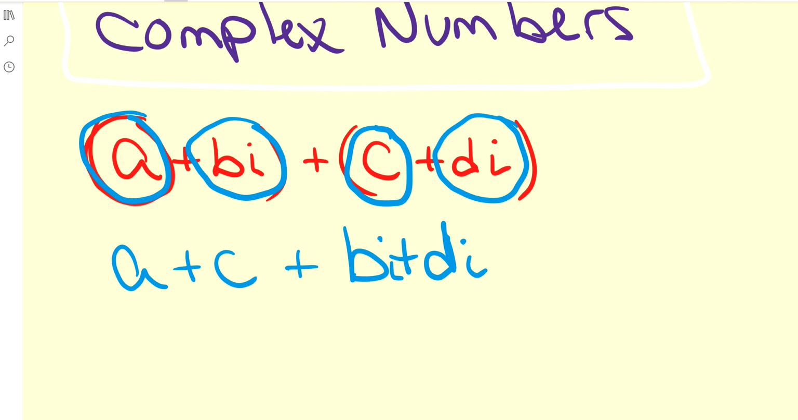All right, but my final answer will be written in a plus bi form, the, what do we call that? The standard form. So that's a given. That's a must that we have to do. All right, let's do some examples here. I'm on example 5.